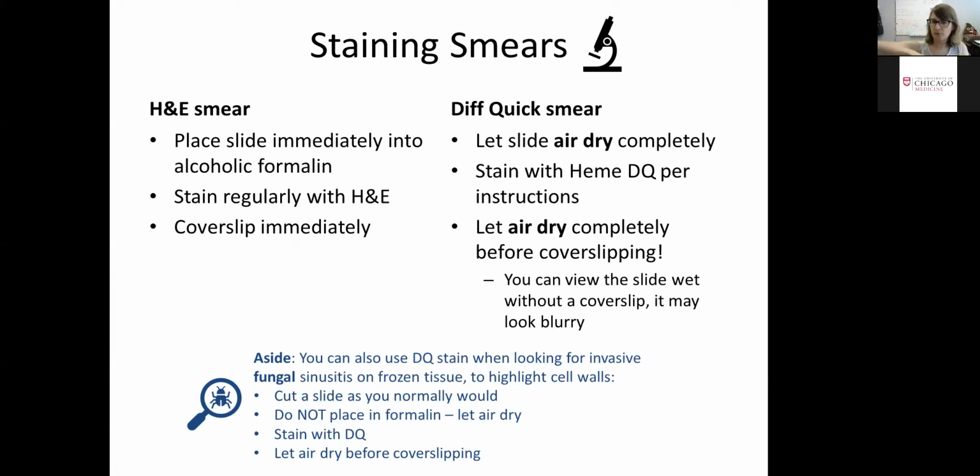Cut a slide from the cryostat from the sinusitis case as you normally would. Again, do not place that in the alcoholic formalin, let it air dry. Once it's air dried, then you do your Diff Quick, and then again, you let it air dry again before cover slipping. And so if you ever have an invasive fungal sinusitis case, I would argue cut your H&Es and cut another one for Diff Quick, let it air dry, and stain it up once it dries. All right, so this is helpful to pop out those cell walls.